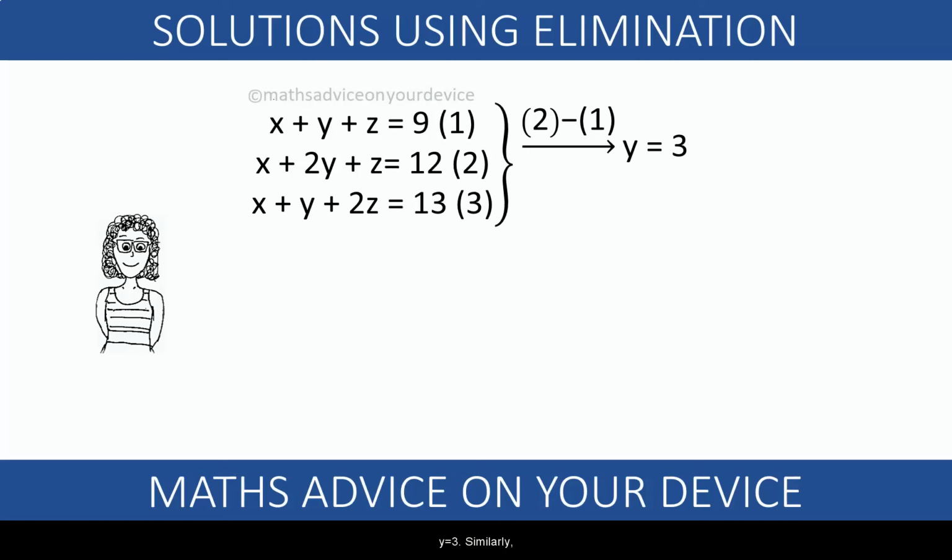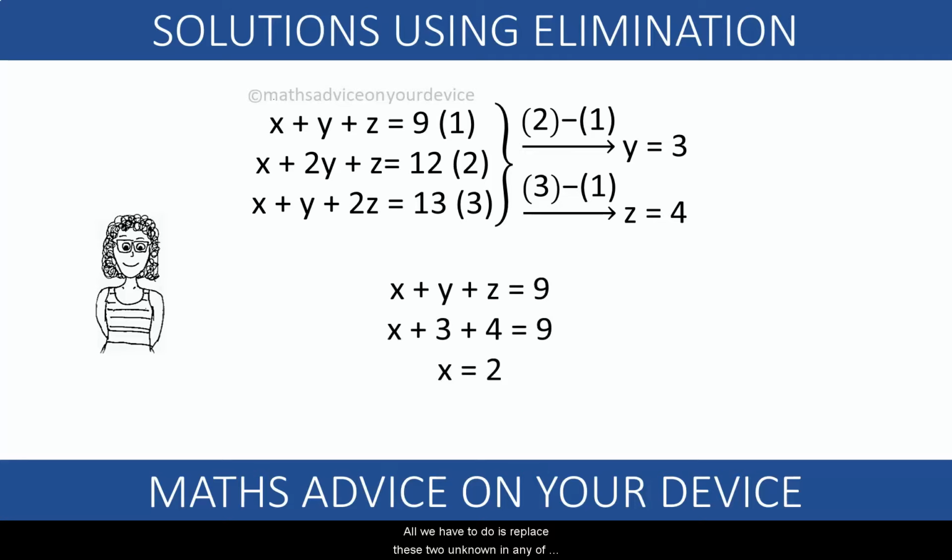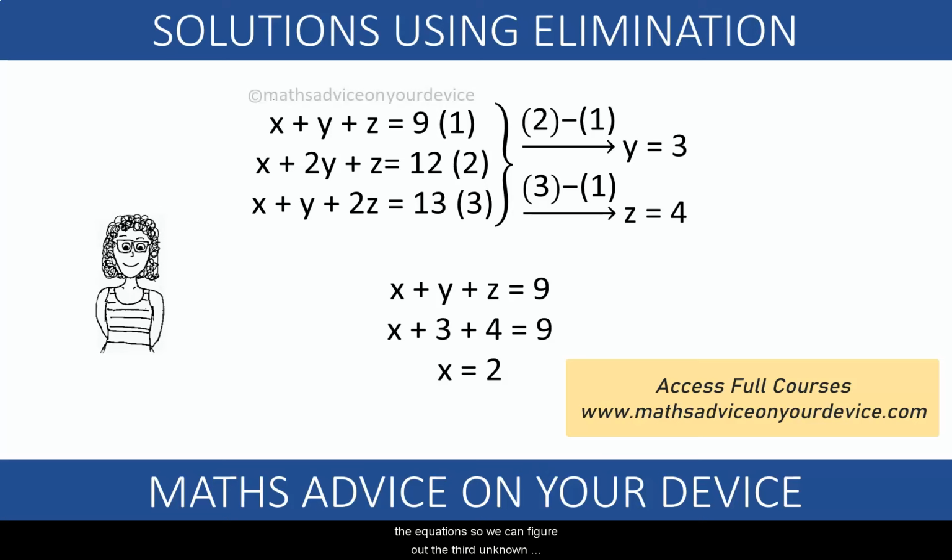Y equals 3. Similarly, subtracting the first from the third equation, we eliminate both x's and y's, and we end up with z equals 4. All we have to do is replace these two unknowns in any of the equations so we can figure out the third unknown x. Using the first equation is simple enough. X plus 3 plus 4 equals 9, so x must be 2.